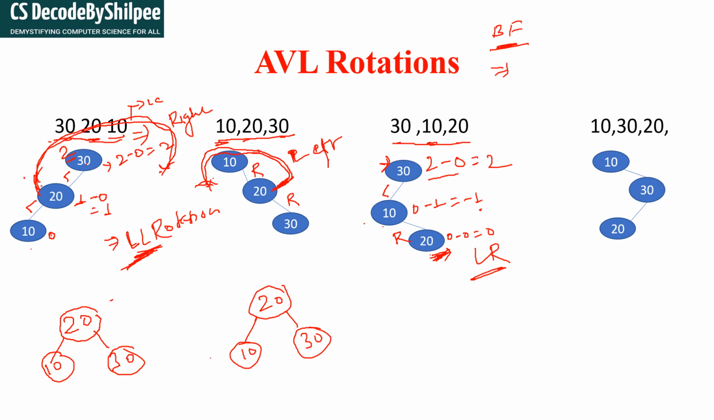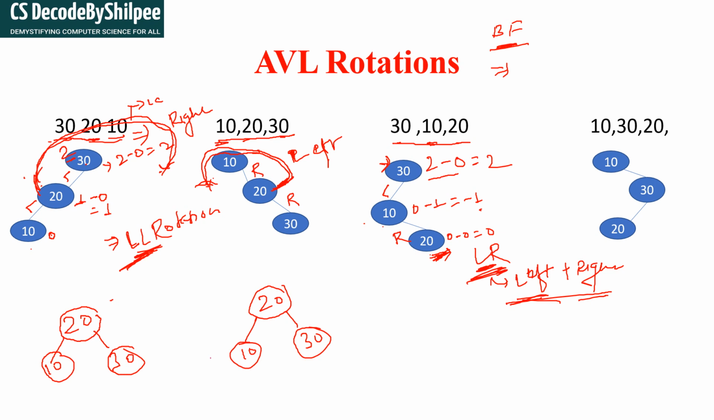You have seen that if it is an LL problem, then you perform a right rotation. If it is an RR problem, you perform a left rotation. But what will you do if both problems come, meaning an LR problem? For that situation, first you have to perform a left rotation, and then you perform a right rotation, right? So two rotations you have to perform. This is the LR, so first you perform the left rotation, then the right rotation.